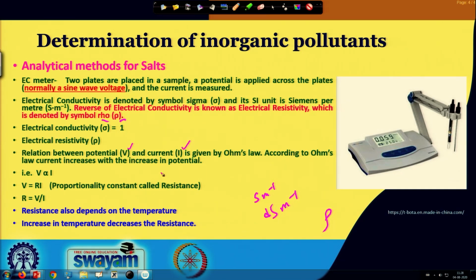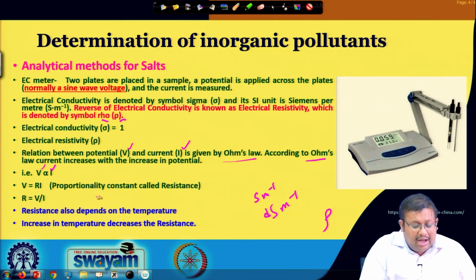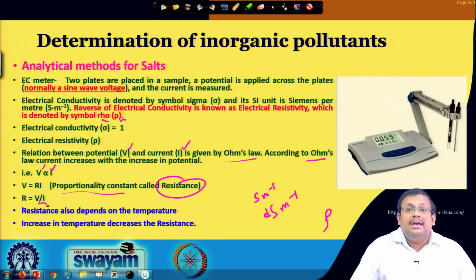So, there is a relationship between the potential V and current I, which is given by Ohm's law. According to Ohm's law, the current increases with the increase in potential, which means the current is proportional to the potential V. So, V varies as I. You can write V equals R I, where R is a proportionality constant, which we call resistance. In other words, R equals V by I.